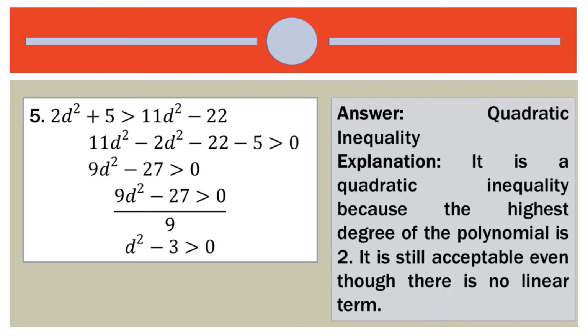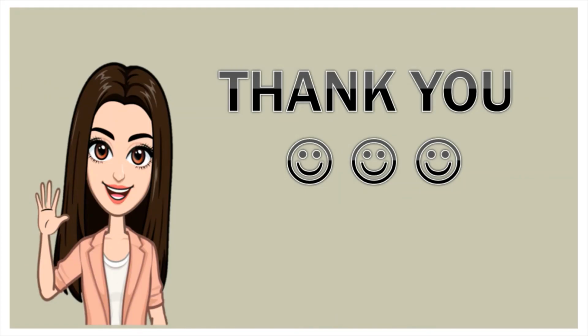Why? It is because the highest degree of the polynomial is 2 and it is still acceptable even though there is no linear term. Remember what I told you earlier, that quadratic inequalities may not have linear or constant term, but as long as the highest degree of the polynomial is 2 and it uses an inequality sign, you can consider that as quadratic inequality. So that would be the end of our discussion for defining and illustrating quadratic inequalities.